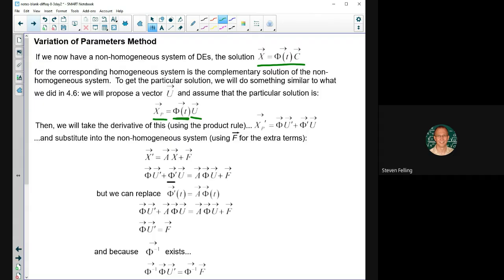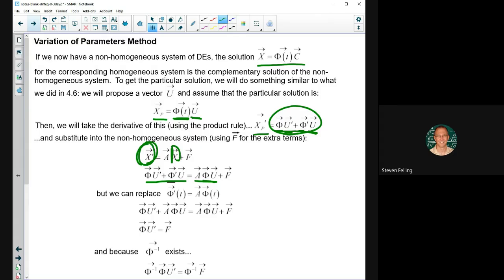Okay? And because that could also be a function of t, we're going to take a derivative of that using the product rule. So x prime p, the particular solution's derivative, is going to be the first times the derivative of the second plus the second times the derivative of the first. And that means that we should be able to plug this in to x prime in the system. So if we have a system which is x prime equals a coefficient matrix times x plus an F matrix for the non-homogeneous part, if we plug this in for this x prime, we'll get this equals A times, and then for this we're going to plug in phi u, plus the F.